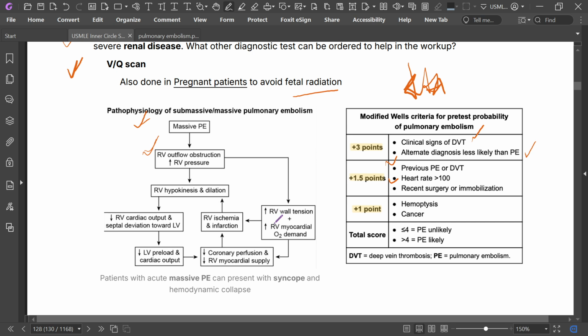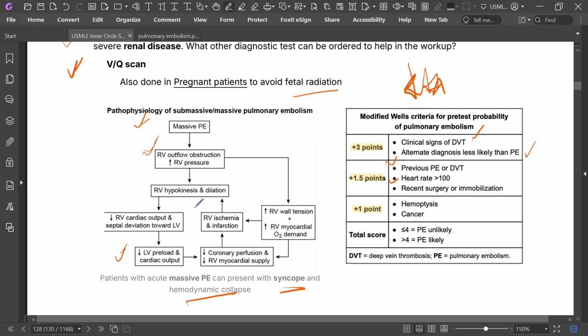Increased right ventricular wall tension and increased right ventricular myocardial oxygen demand will decrease coronary perfusion and decrease right ventricular myocardial supply, which will increase right ventricular ischemia and infarction, right ventricular dilatation and hypokinesis. Right ventricular dilatation and hypokinesis will decrease right ventricular cardiac output, and septal deviation toward the left ventricle will decrease left ventricle preload and cardiac output. A patient with massive PE can present with syncope and hemodynamic collapse.